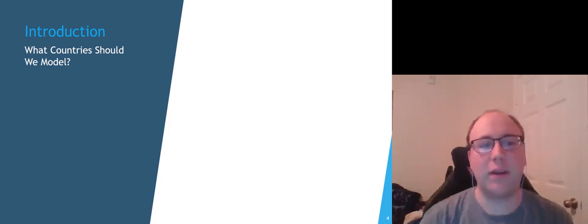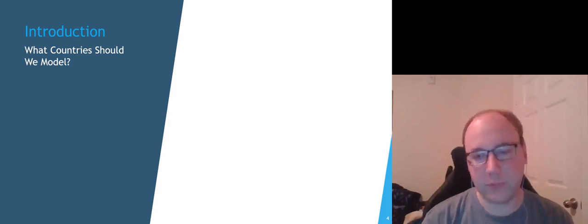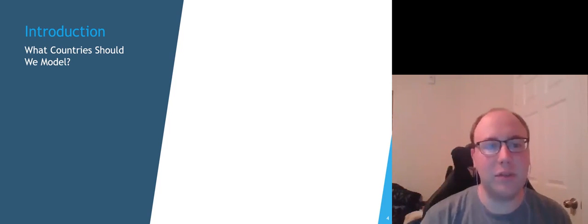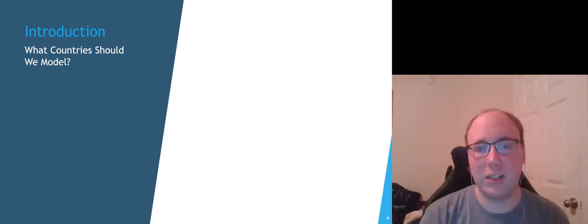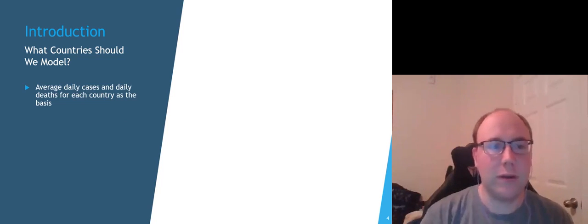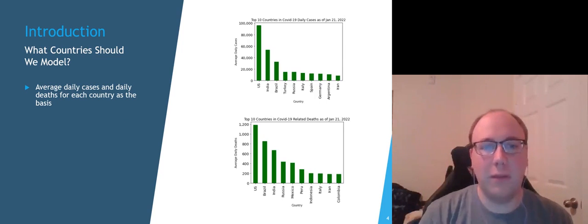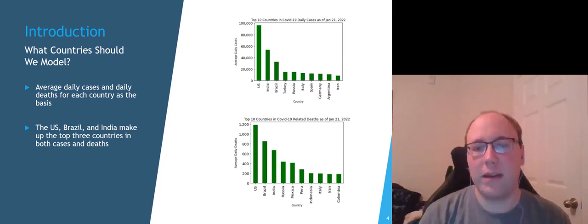So the first question we were asking is which countries should we model? With 196 different countries, we didn't have enough time to model every single one of them, so we had to make a decision on which ones we should focus on. We decided to base our decision on the average daily cases and average daily deaths for each country. And when we plotted that data, this is what we got here.